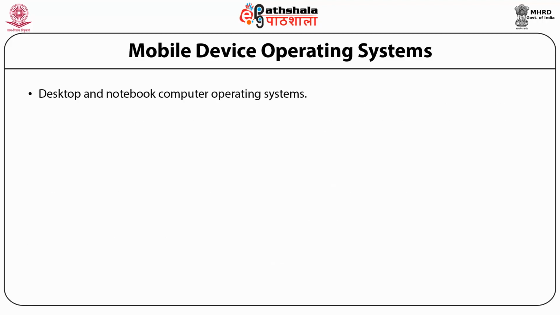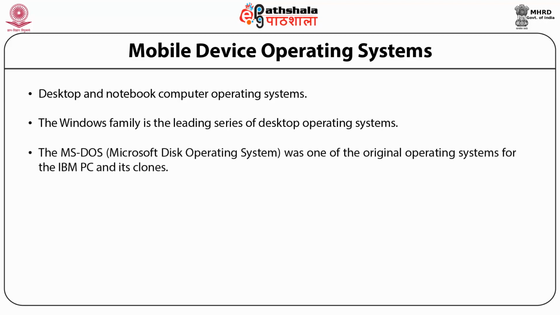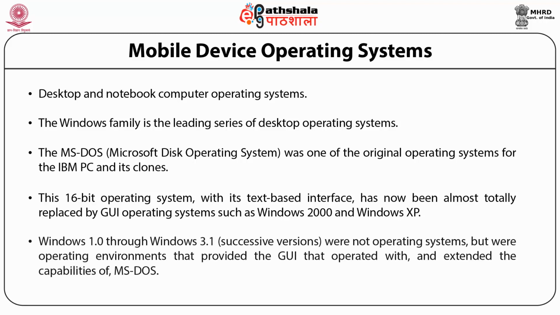Desktop and notebook computer operating systems. The Windows family is the leading series of desktop operating systems. Microsoft DOS, Microsoft Disk Operating System, was one of the original operating systems for the IBM PC and its clones. This 16-bit operating system with its text-based interface has now been almost totally replaced by GUI operating systems such as Windows 2000 and Windows XP. Windows 1.0 through Windows 3.1 were not operating systems but operating environments that provided the GUI that operates with and extends the capabilities of Microsoft DOS.